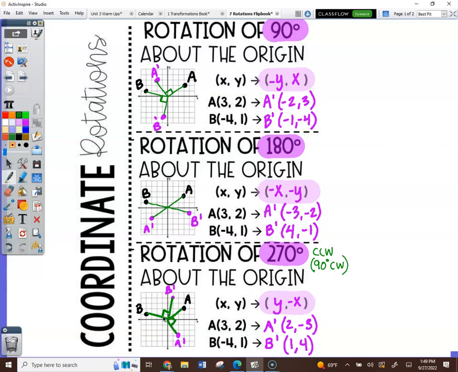Your homework is the 6 problems that are on the inside. You have your pre-image already graphed. Do you have to list the points? You have to list the points. Then you are rotating it based on where it says, all counterclockwise. List the new points, then graph it. 6 problems.